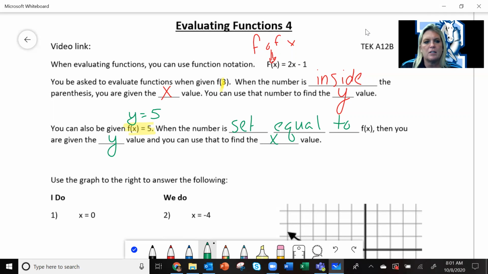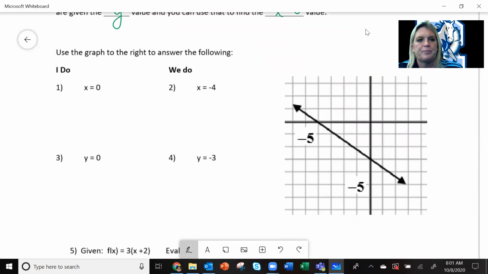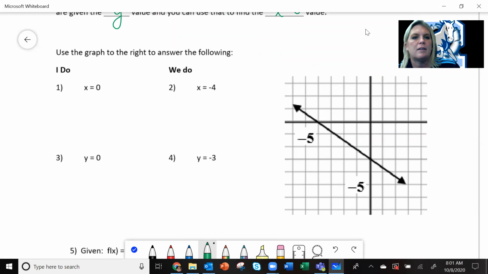So now let's practice. Let's use a graph and try to find this. If I move this up here, let's look at these. It's saying when x is 0, what is the y? This is the same as saying f of 0. They want to know f of 0. When x is 0, what is y? That's this right here, 1, 2, 3. So your answer is going to be y equals -3.